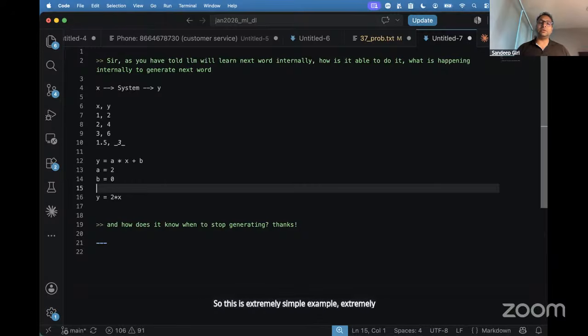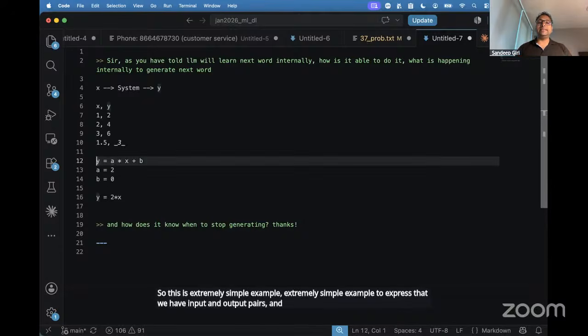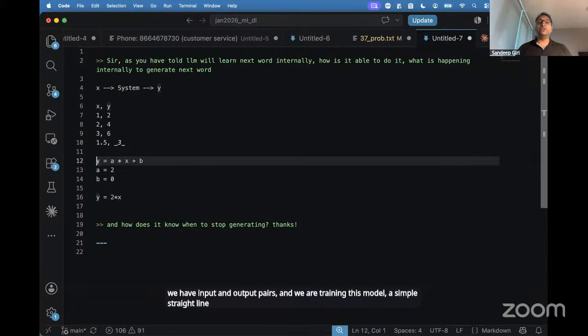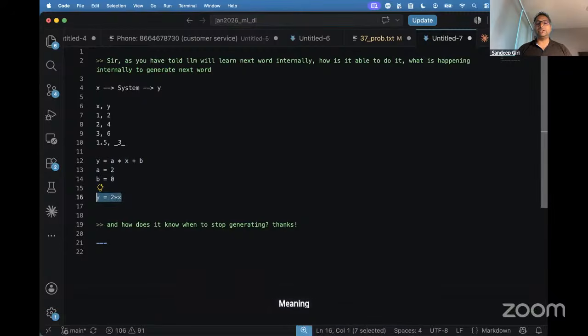This is an extremely simple example to express that we have input and output pairs, and we are training this model, a simple straight line. Training means figuring out the value of A and value of B, meaning figuring out this relationship in the data. I hope this makes sense to you, everyone.